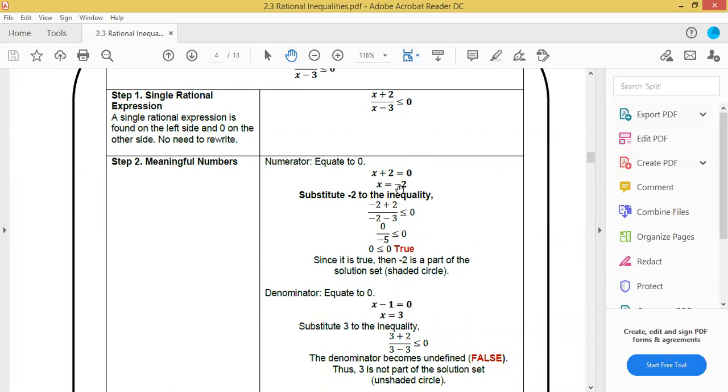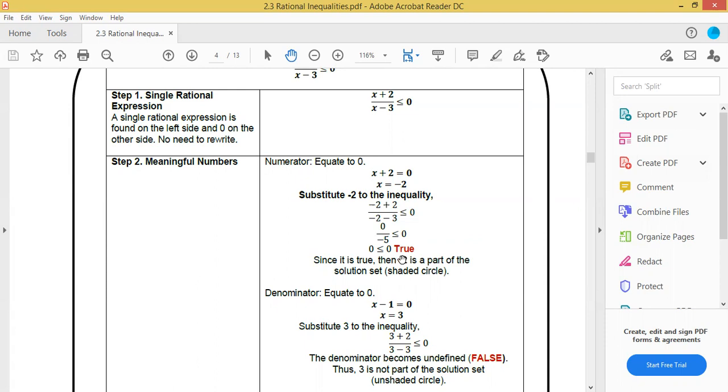For step 2, we equate the numerator to 0. Transposing it, we have x = -2. If we substitute -2 into the original inequality, it becomes (-2 + 2) over (-2 - 3). -2 + 2 is 0, over -5. When 0 is divided by any non-zero number, the answer is 0, which is less than or equal to 0. And this is true.